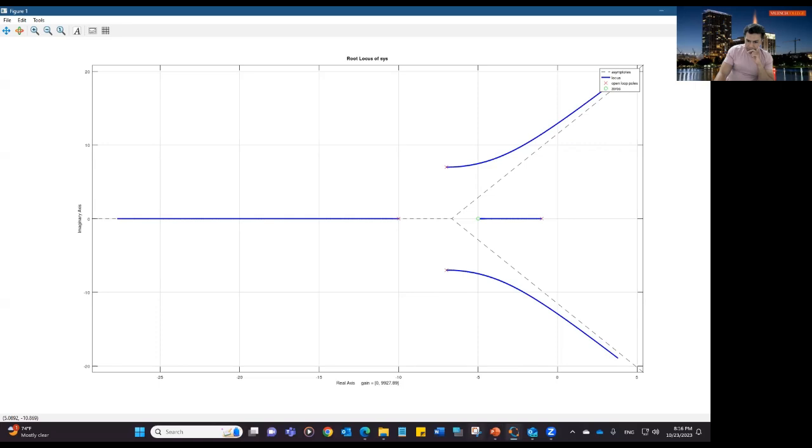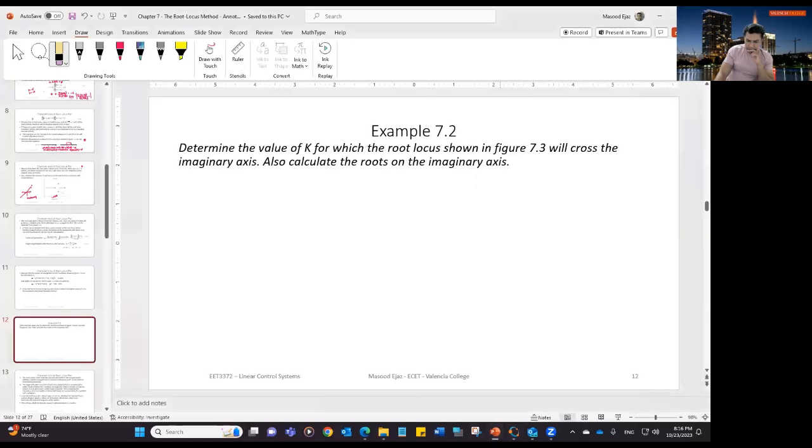What was the problem that we were discussing? Let's see. Determine the value of K for which the root locus shown in figure 7.3 will cross the imaginary axis. Also calculate the roots on the imaginary axis.